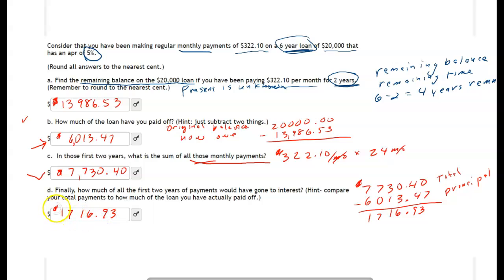That's not too bad on a car loan. A 6-year loan doesn't end up costing you quite as much in interest as a car loan that's 30 years or something, or a house loan that's 30 years. So I hope you found this helpful. It's a complicated topic. You may need to watch this video multiple times.